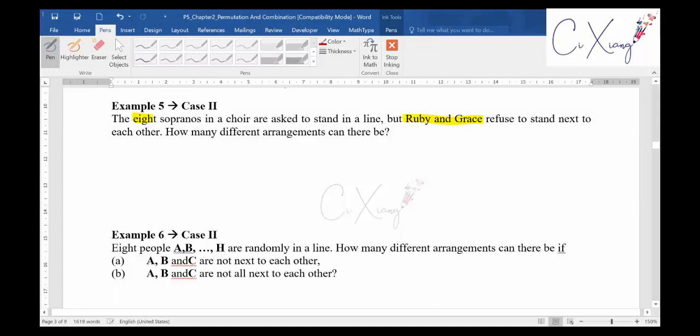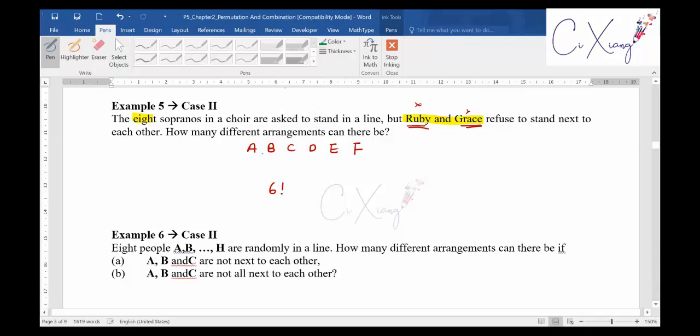For this kind of question, what we do is ignore Ruby and Grace first, and arrange the rest of the people first. As an example, you are having 8 people, so 1, A, B, C, D, E, F. So you have 6 people here, then add on Ruby and Grace, so 7, 8. In total, you're having 8 people. Because Ruby and Grace don't want to stand together, I arrange them last. So now I arrange the remaining people first. The remaining people, there are 6 of them, 1, 2, 3, 4, 5, 6, right? Therefore, you will write out 6 factorial first.